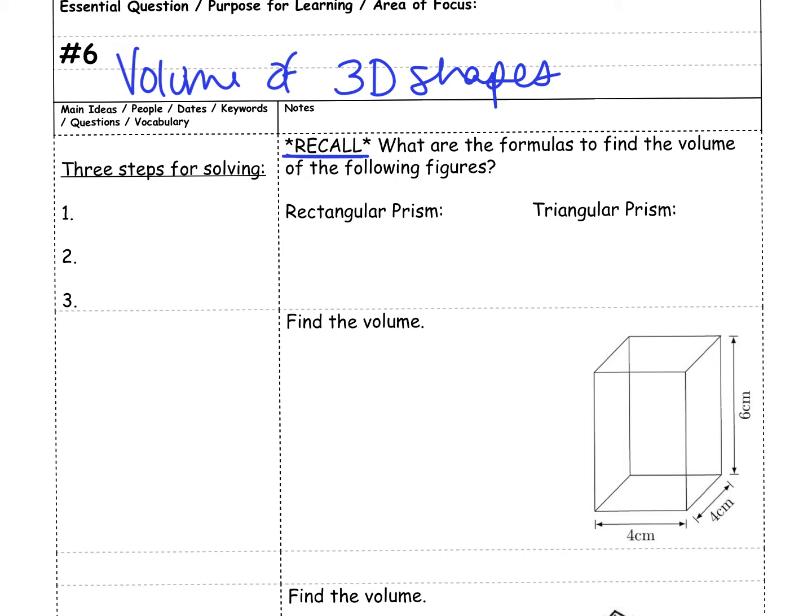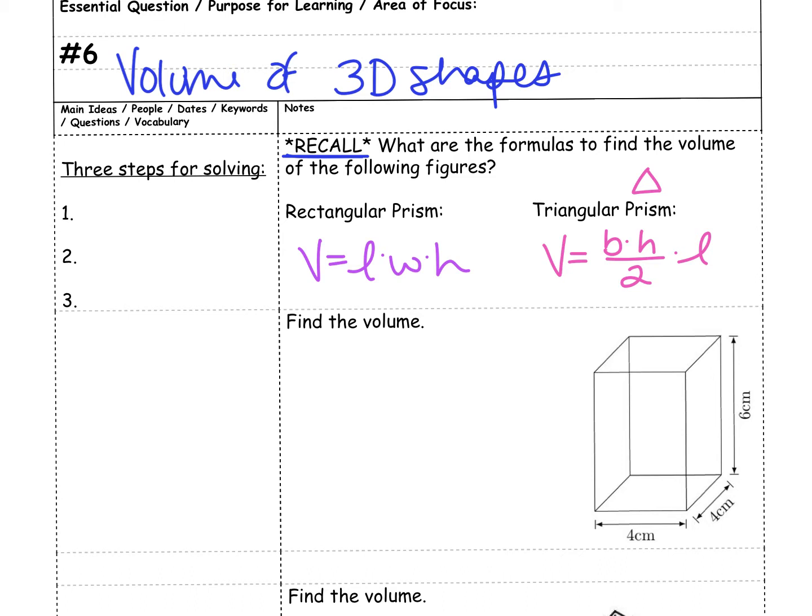Rectangular prism, so that's a box. The volume of a box is calculated by finding length times width times height. And then for a triangular prism, we actually like to do it in 2 phases so that we remember what we're doing. We want to find the area of the triangle, which is base times height divided by 2, times the length of the box. And when we get to triangular prism, I'll show you what that means.